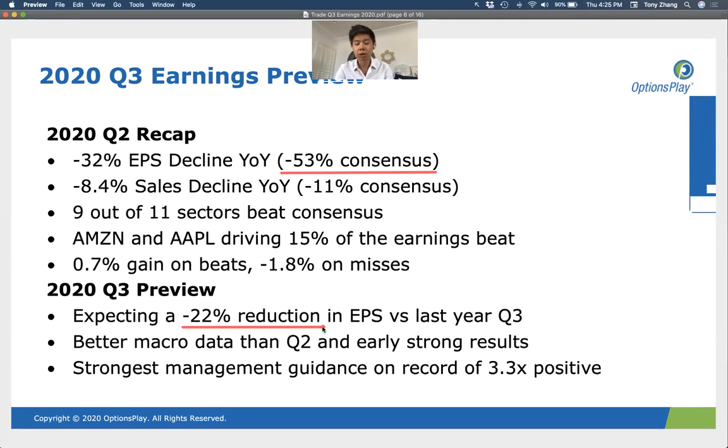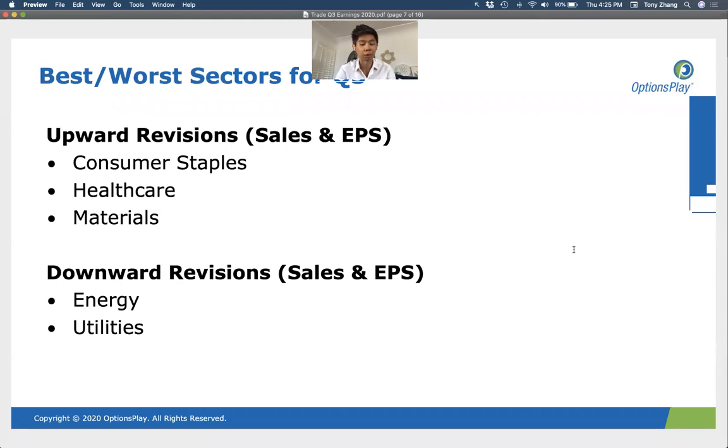So normally the ratio between these two is pretty close to 1, but right now we're seeing a positive to negative guidance of about 3.3 to 1. So substantially more positive guidance rather than negative guidance. And that is one of the strongest ratios on record ever. So management is fairly optimistic, if you will, of the recovery that we're currently seeing in Q3. And we expect that to reflect in the earnings that we're going to see in Q3.